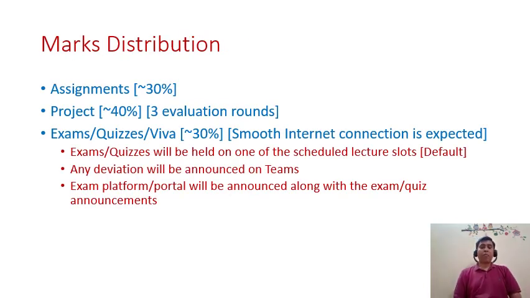Now, one of the important parts, the evaluation. There will be about three assignments, and each of them will carry 10 marks. So in total, there is a 30% weightage to the assignments. The project will carry about 40% weightage, and we are likely to organize about 2 to 3 evaluation rounds. These are the tentative plans. We will let you know the whole schedule for the projects, and how we are going to conduct the evaluation rounds.